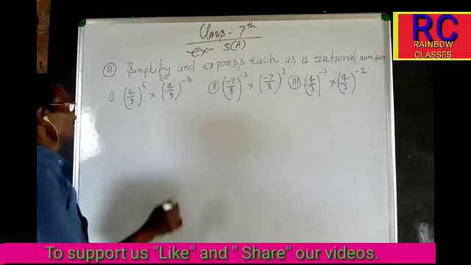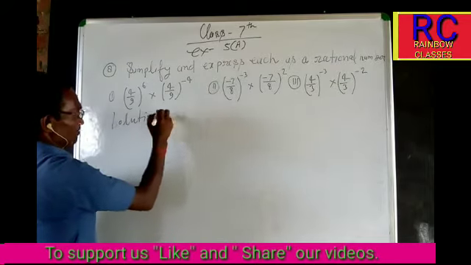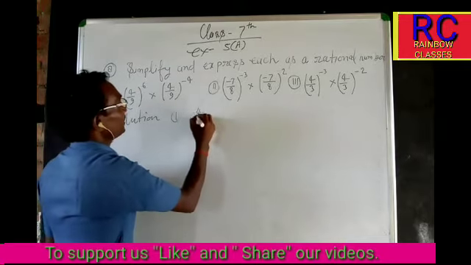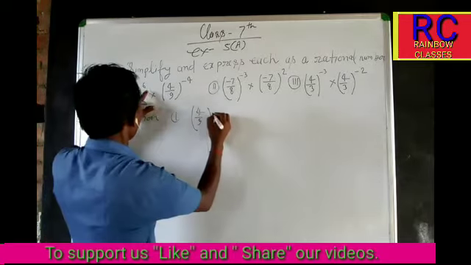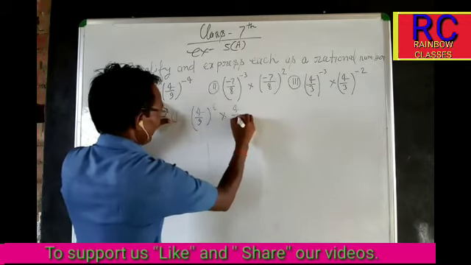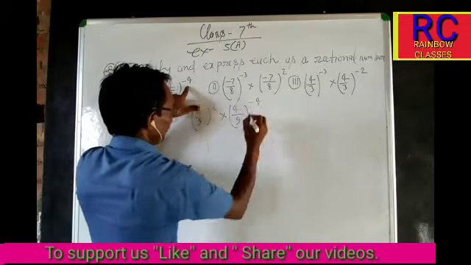Simplify and express each as a rational number. First, 4 by 9 to the power 6 into 4 by 9 to the power minus 4.